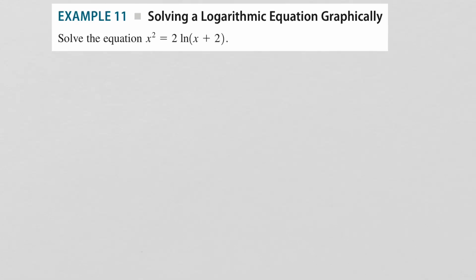Now for more complicated equations, again, sometimes we need to lean on using graphing to help us solve. So in this particular problem, if you try to solve this algebraically, it's going to be pretty much impossible. So what I'm going to do to solve this graphically, once again, is think of graphing the function f of x equals x squared, and graphing the function g of x equals 2 times the natural log of x plus 2. And then we'll search for the point of intersection.